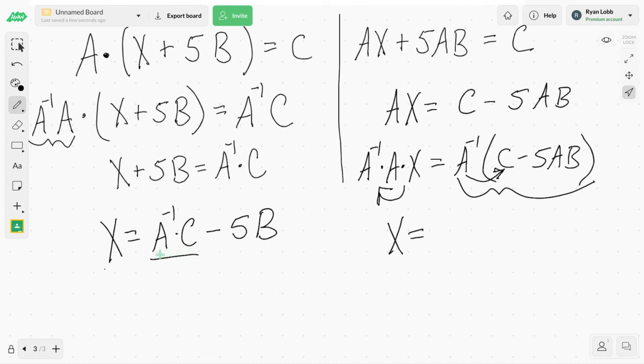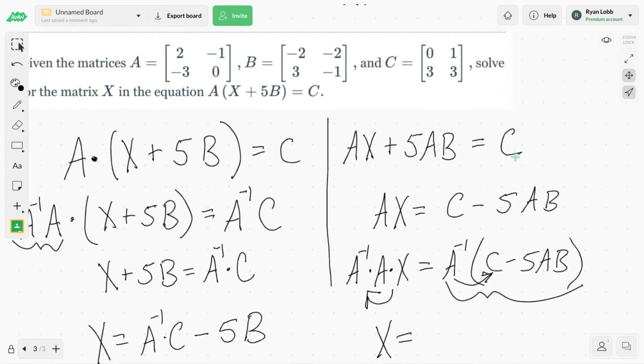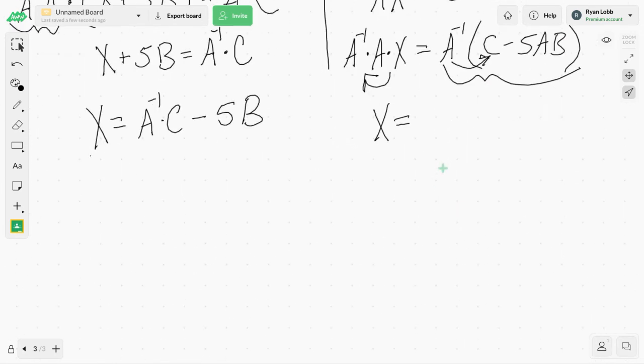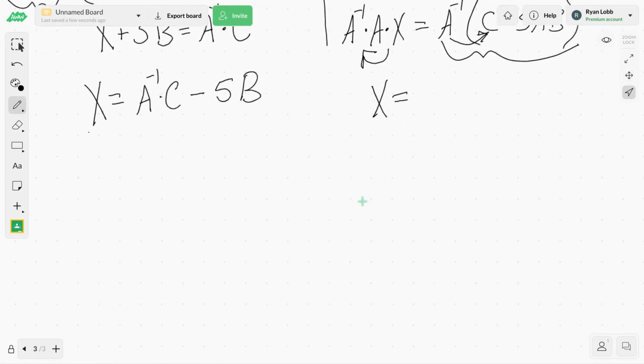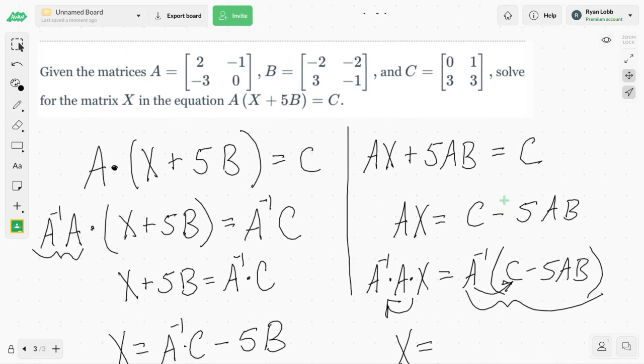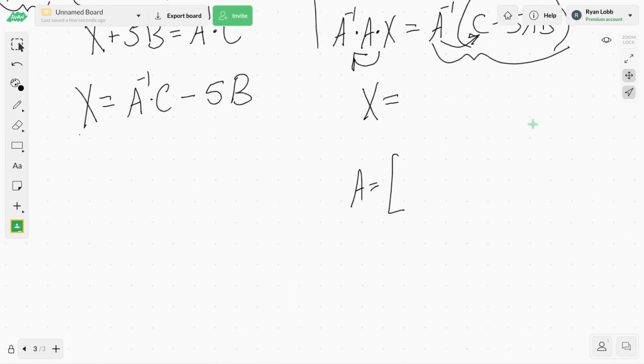In order to do this product, we need A inverse. So now I go up and I see what A is. Okay, so what is matrix A? Matrix A is 2, -1, -3, 0. So matrix A is, again, not full screen, 2, -1, -3, 0.